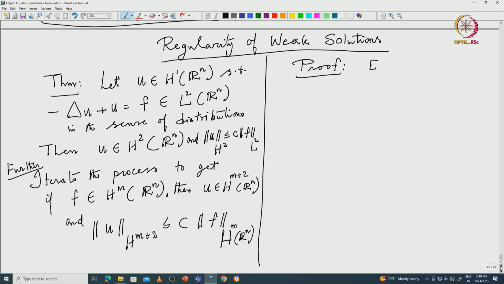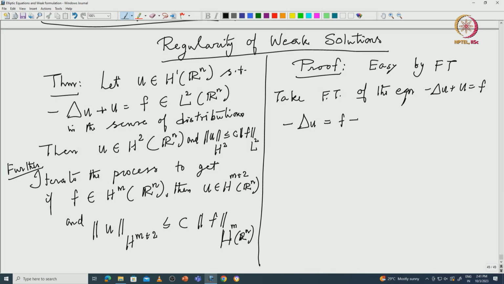Let me give you the proof of this. This proof is easy by the Fourier transform. So you take the Fourier transform of the equation minus Laplacian of u plus u equals f, which you can do because u is in L2 and is a tempered distribution. Then you write the equation as minus Laplacian of u equals f minus u, and this is in L2, that you understand. Even though you started with u in H1, so u is not known to be in H2, you have to prove that.